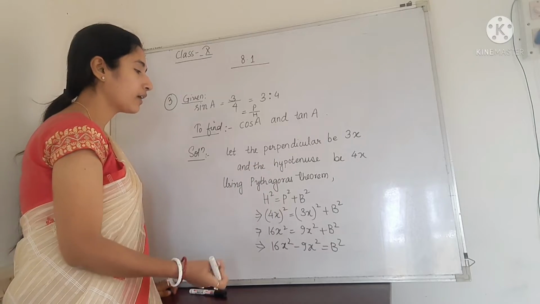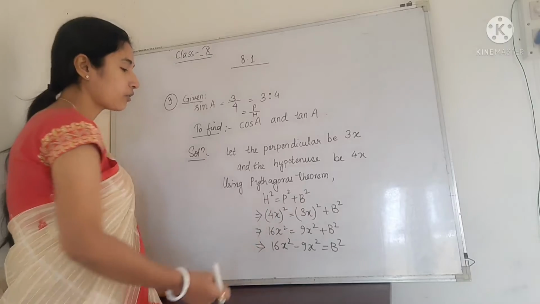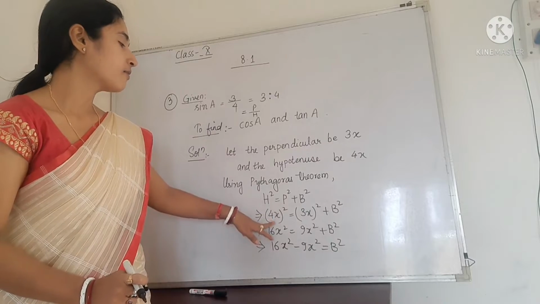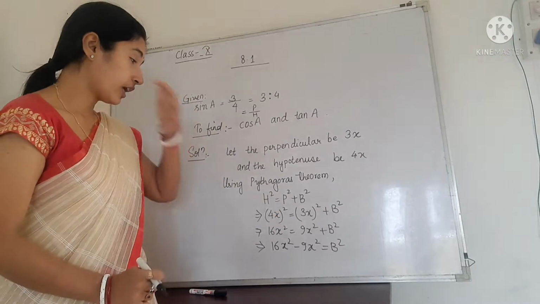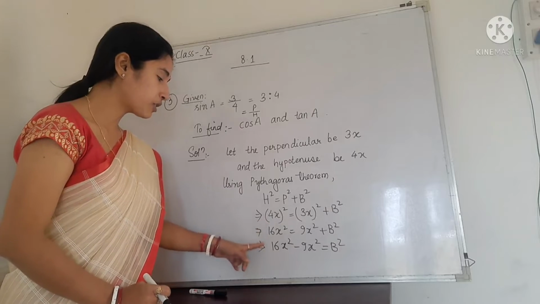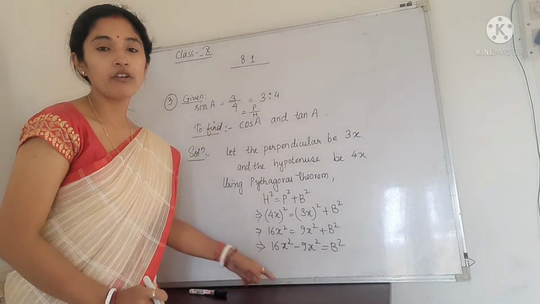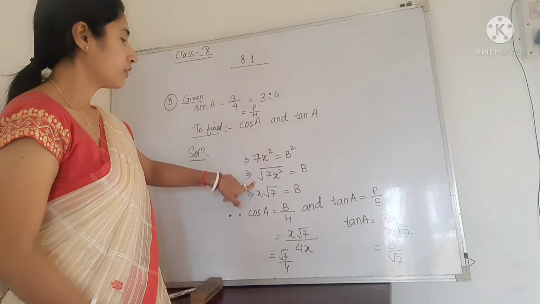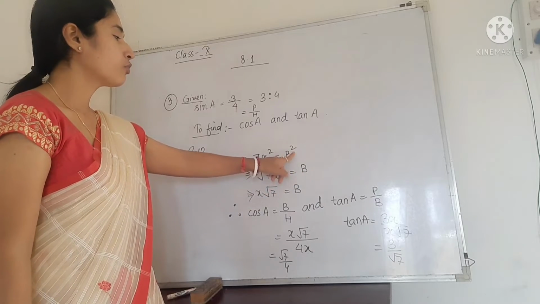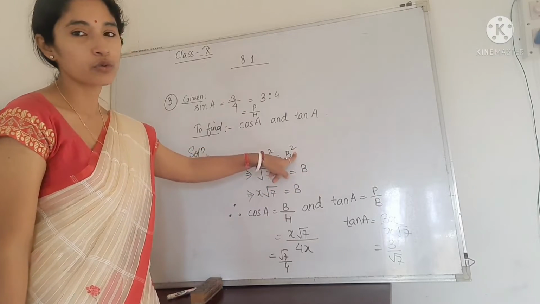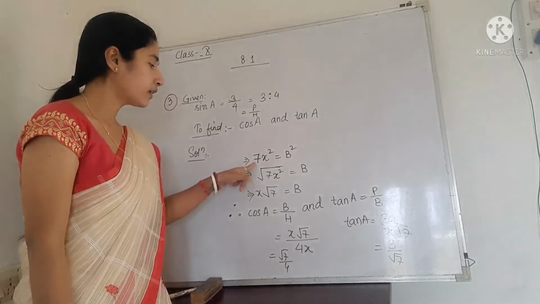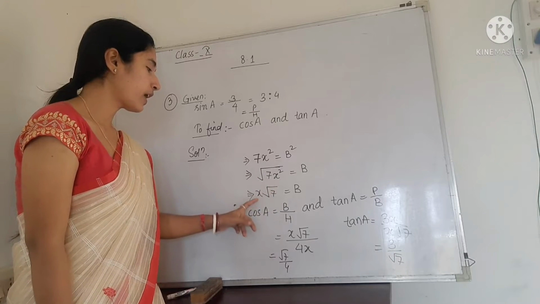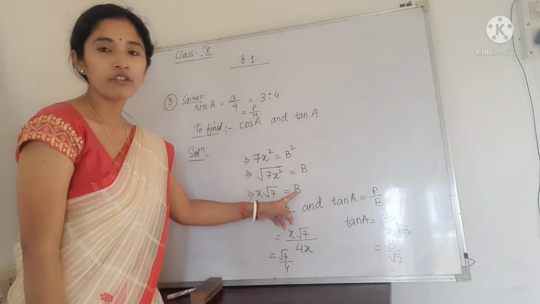Now we have to find the value of the base. Using Pythagoras theorem, h square is equal to p square plus b square. In place of h, I can write 4x, and in place of p, we can write 3x. By doing some simplification, we can easily find the value of b. In the next step, we can write 7x square is equal to b square. Then for finding b, we have to remove the square from one side, so on the other side the square root will come. The square root of 7x square will be x into root 7. That is the value of base.